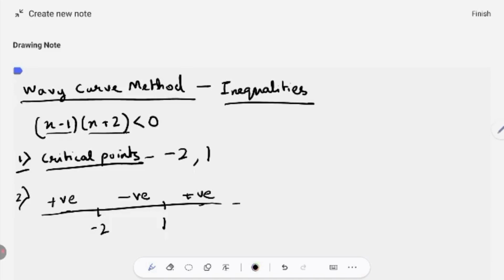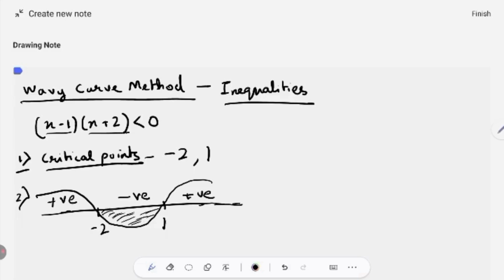So as you can see, there is a wave, that is plus, minus, plus. This is how you solve it: this is plus, this is minus, then it is plus. So how will you get the answer? The answer is the shaded portion, that is less than 0. So you have got your answer in between minus 2 and 1.